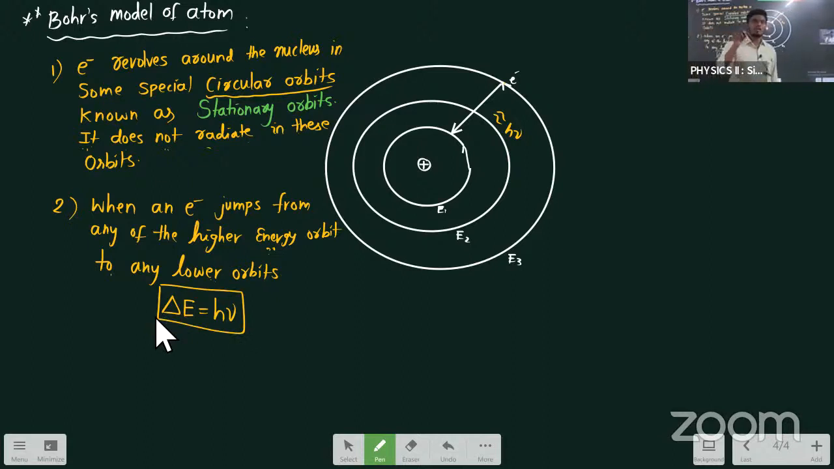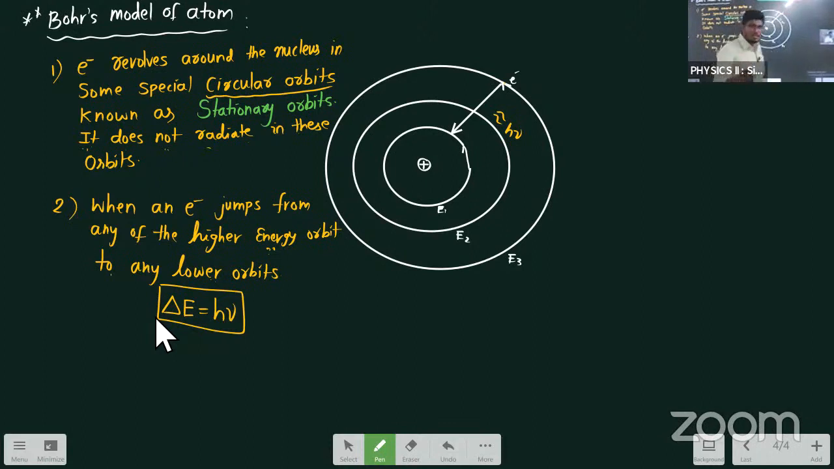What was the first postulate? The electron is revolving around the nucleus only in certain special orbits called stationary orbits. What is the specialty of that stationary orbit? The electron does not radiate any energy in that special orbit. What was the second postulate? Whenever an electron jumps from a higher energy orbit to a lower energy orbit, what will happen? It will emit radiation of energy E equals how much? h nu. And the third important postulate.